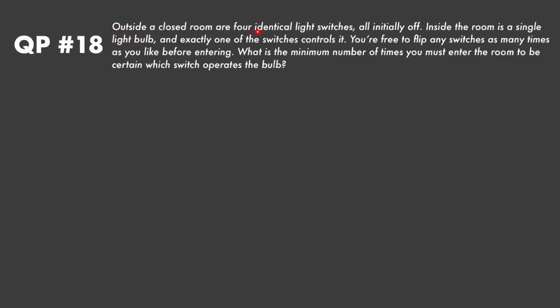Basically, we have 4 identical light switches outside of a closed room, and they're all initially off, and inside the room we have a single light bulb, and exactly one of the switches outside controls it. You're free to flip any switches as many times as you like before entering, and it's asking what is the minimum number of times you must enter the room to be certain which switch operates the bulb.